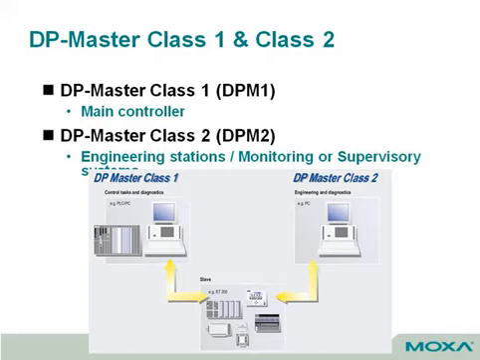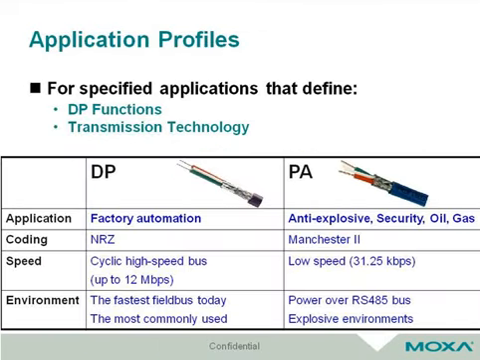The Class 2 master is the engineering station or monitoring or supervisory system. There is no state machine for a Class 2 master, so you can check the current status data of a specified Profibus slave via a Class 2 master anytime. A Class 2 master can also control a Class 1 master, for example, change the state machine of a Class 1 master.